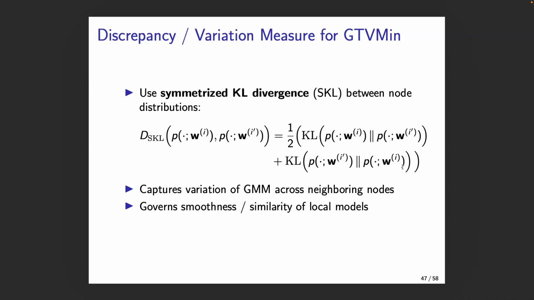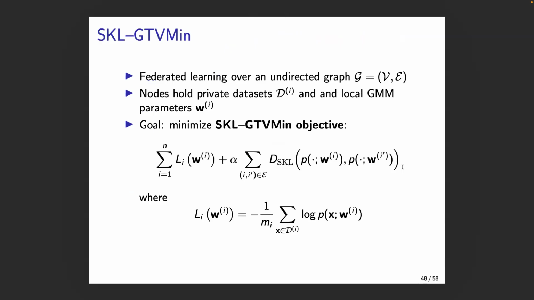And now if we use this divergence matrix, which reflects how similar the probability distributions on each node are, we can use it as a regularizer, and we can penalize the models on the nodes in such a way that we enforce the similarity between the connected nodes. So this is our final formulation.